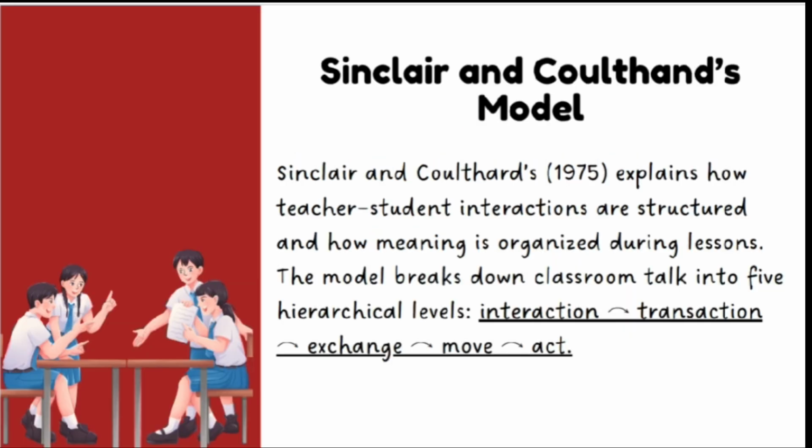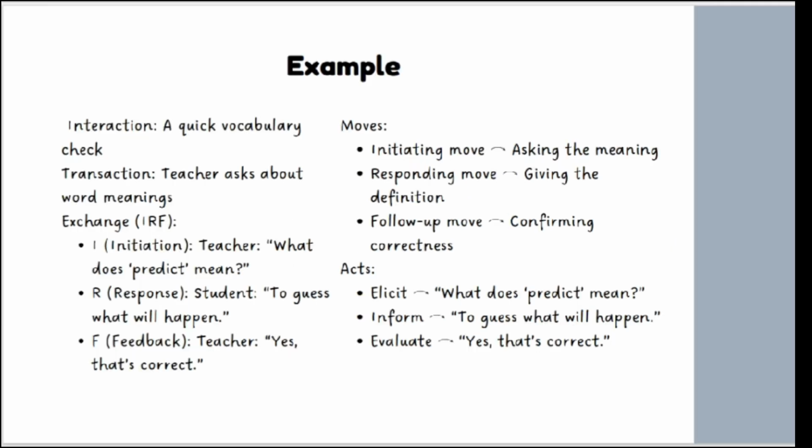The next framework is Sinclair and Coulthard's model. So, this is actually one of the most influential frameworks for analyzing classroom discourse, and it explains how teacher student interactions are structured and how meaning is organized during lessons. The model breaks down classroom talk into five hierarchical levels, namely the interaction, transaction, exchange, move, and act. Consider this example. So, an interaction refers to the entire lesson or a major segment, while a transaction is part of the lesson that focuses on a specific task or objective.